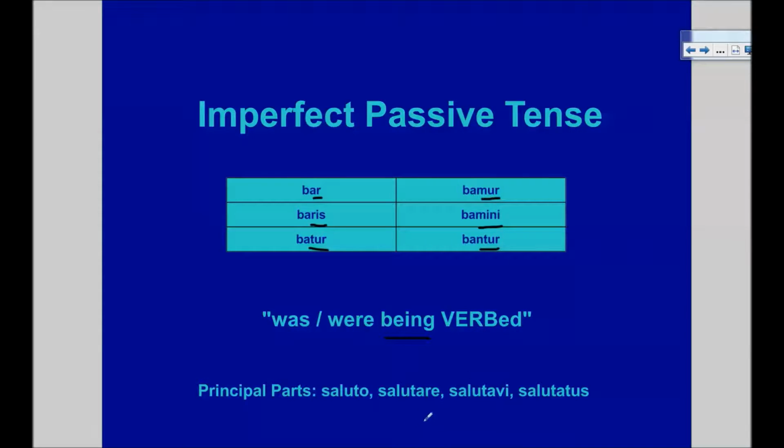Just like the present passive tense, what we're going to do is create it by taking the infinitive, that second principal part, taking off that -re, and then putting your particular ending on it. So if I wanted to say he, she, or it was being greeted, I would take the infinitive, take off the -re, and then put our -batur there, and you would have salutabatur. He, she, or it was being greeted.